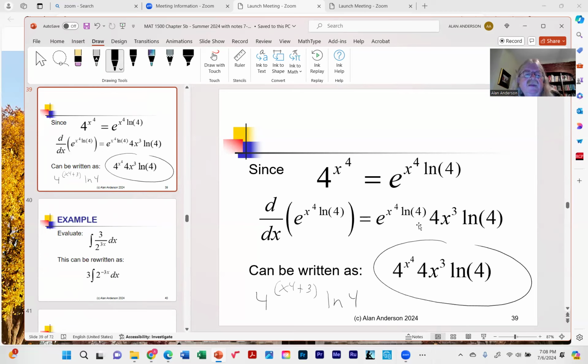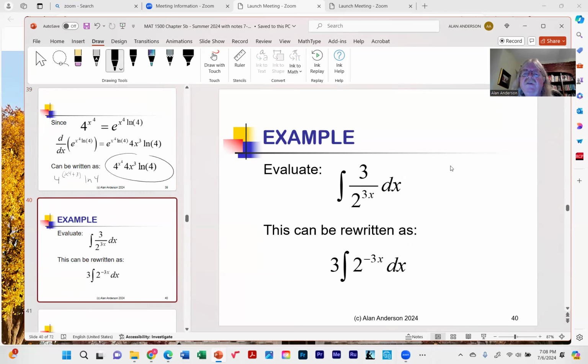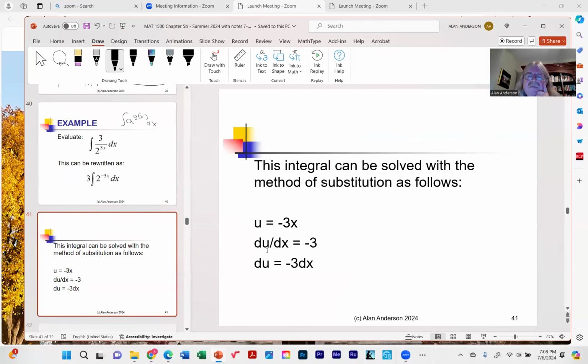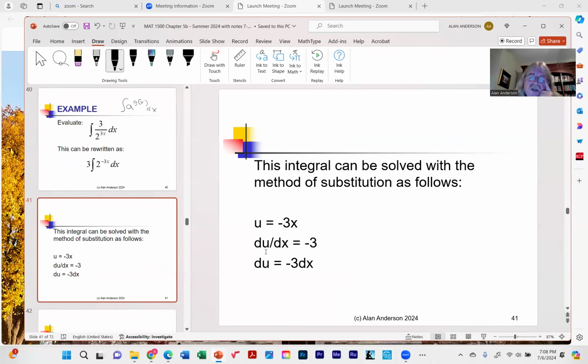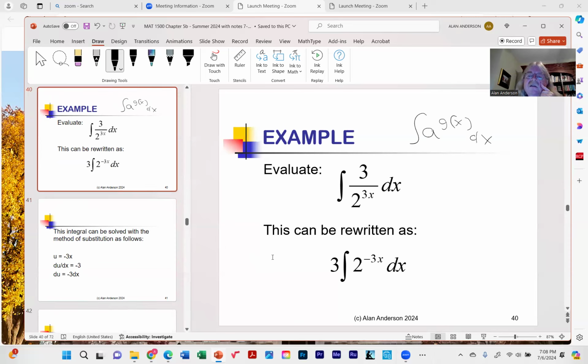All right, now, what about the integrals? Here we have the integral of 3 over 2 to the 3x power, which you can see can be rewritten as 3 times the integral of 2 to the minus 3x power. Now, which rule is this? Well, we've got a to the g of x dx. So what rule would that be? Why don't we try this? Let us try the method of substitution.